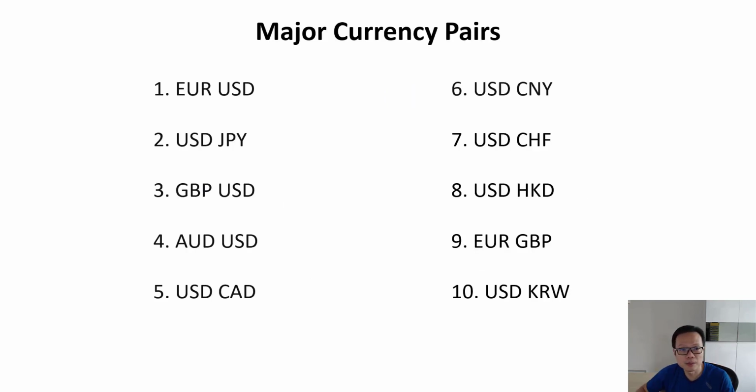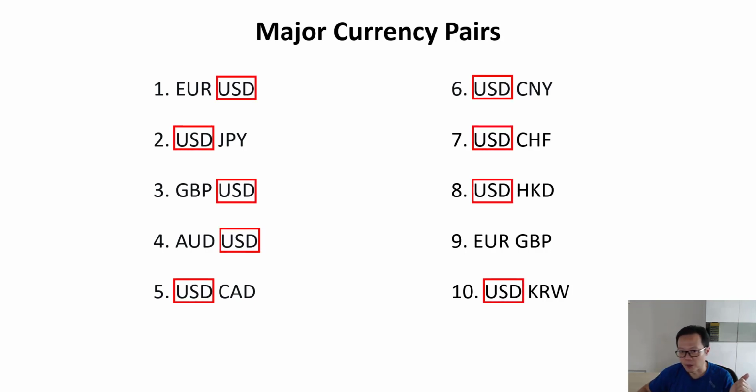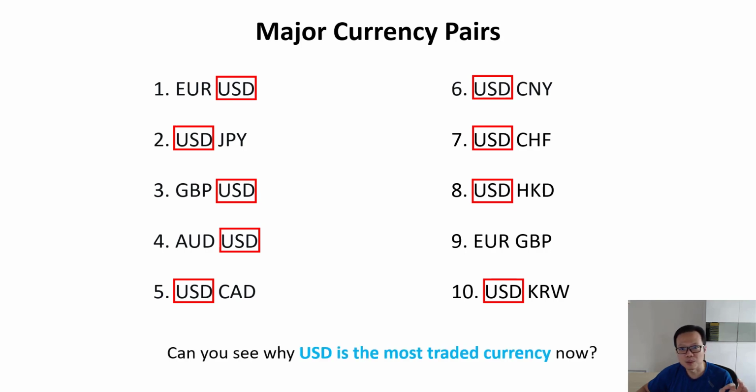Over here, we have the 10 most actively traded currency pairs in the spot FX markets. So what we have sitting at the top is euro dollar, which is followed by dollar yen, followed by the pound dollar, Aussie dollar, and so on and so forth. If you notice in all these pairs here, what is the currency that keeps appearing? It is USD, isn't it? Out of all these 10 pairs, USD appears in 9 of them. So now can you see why USD is the most heavily traded currency?